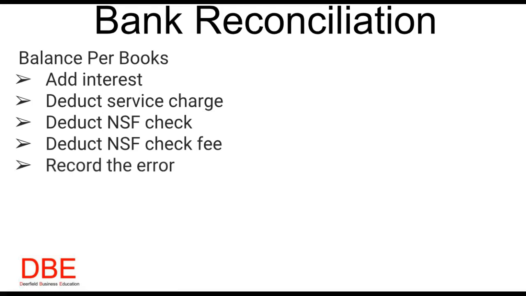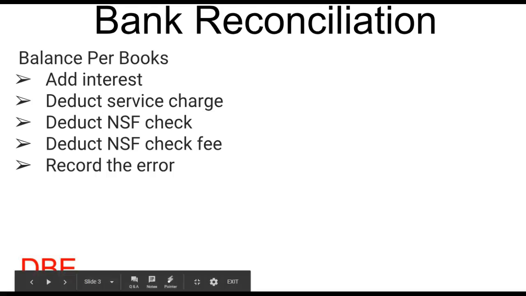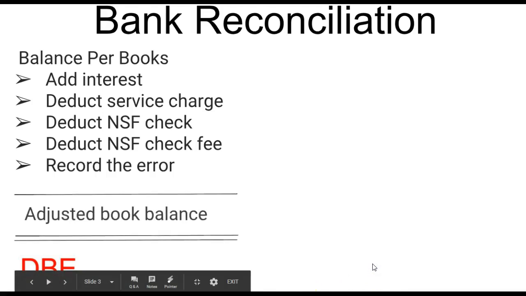Also, sometimes you might have an accounting error in your books. You might have an addition or subtraction error. When you do this reconciliation, you're trying to find those errors. So if something's not matching up, odds are you might have a mathematical error or a recording error somewhere in your books. When you're done with that, you get what is called the adjusted book balance.